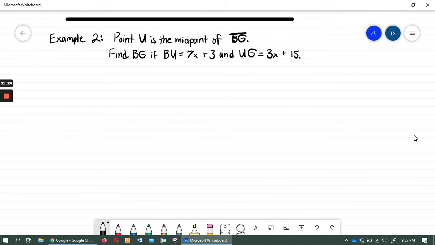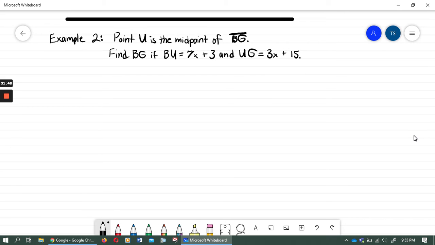Okay, so here's example 2. Point U is the midpoint of segment BG. Here they're asking us to find BG, and we know they're talking about the length of segment BG. Find the length of segment BG if BU equals 7x plus 3 and UG equals 3x plus 50.